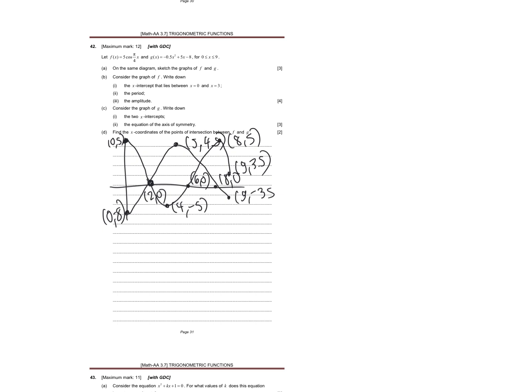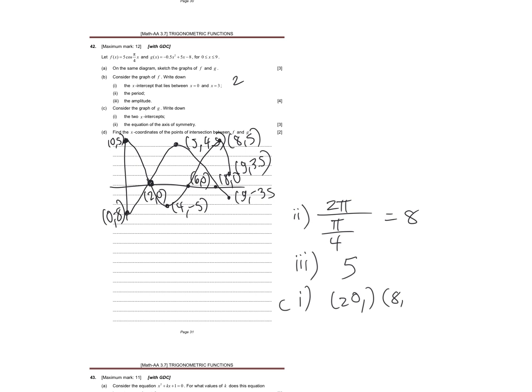Okay. So consider the graph of f. Write down the x-intercept that lies between 0 and 3. Well, it's 2. The period of f, which is 2 pi over 4, so 8. And the amplitude is 5. G, write down the two x-intercepts. We have 2, 0 and 8, 0. And the equation of the axis of symmetry is x equals 5. Remember, it's this one.